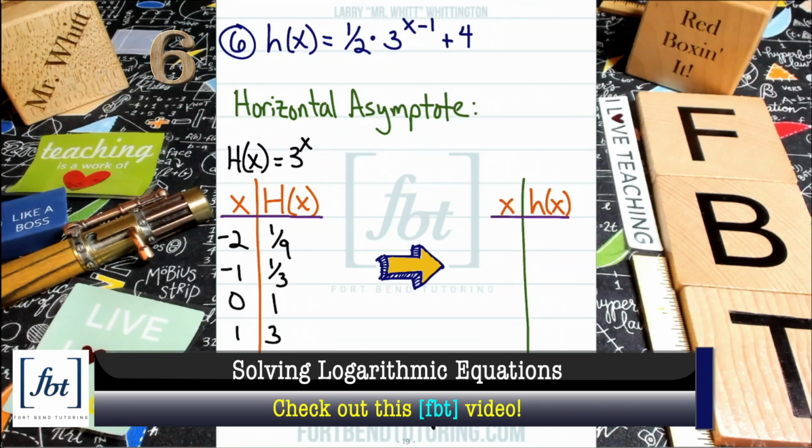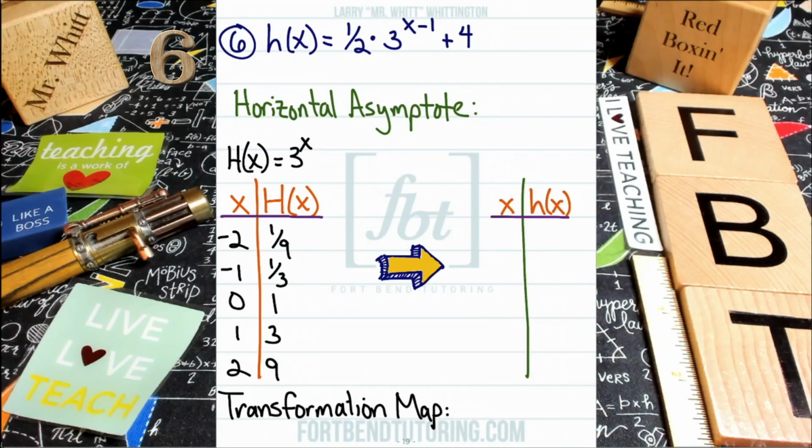The lowercase h of x is going to be dealing with our new function that we have in problem number 6 after all of the transformations have occurred. What values do we need to identify those transformations? Well, for one, you can identify that your a value is 1/2, that your b value is 1, your c value is positive 1, and your d value is positive 4. What does that mean for us?